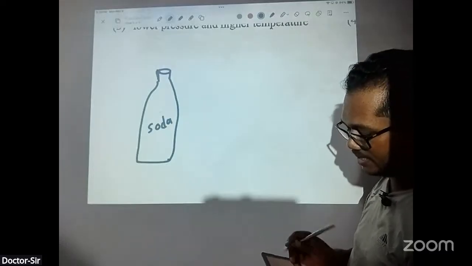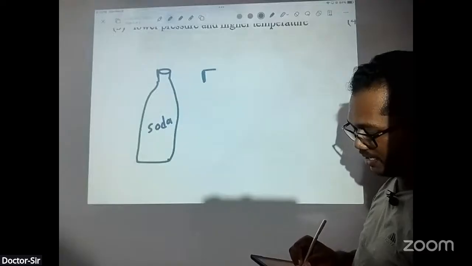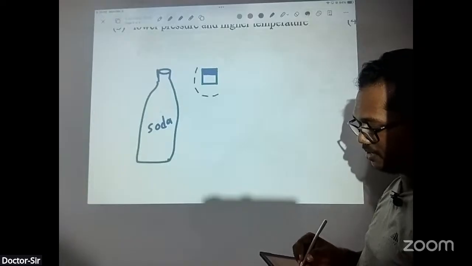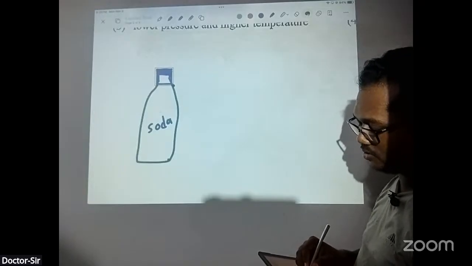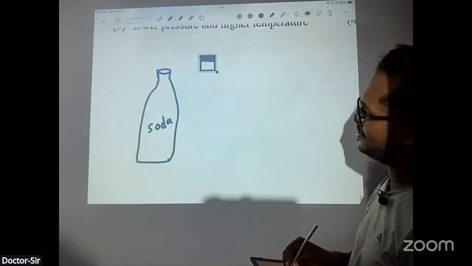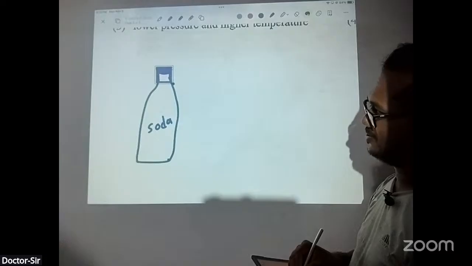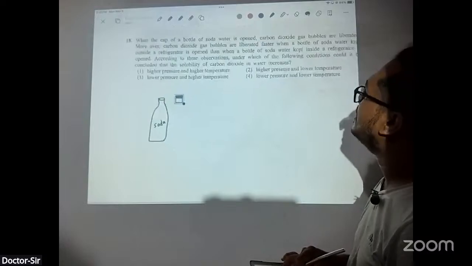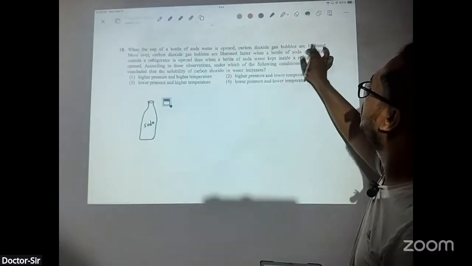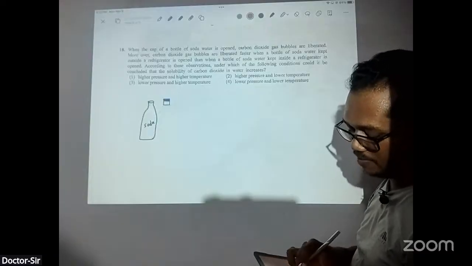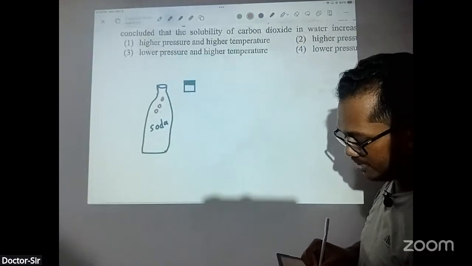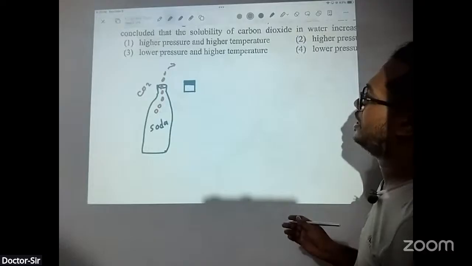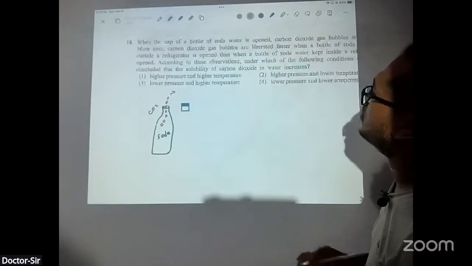Now, what happened here? The cap. This is the cap. Okay, I will draw a cap. Okay, this is the cap. So this cap was previously closed. Now I am going to open this. What happened? Close. Open. Now this cap is open. Now what they are telling is that carbon dioxide gas bubbles are liberated. What happened here? Gas bubbles going out. So what is this gas bubble? CO2. Right.